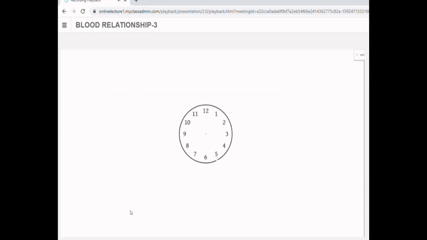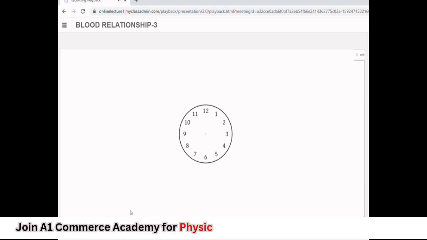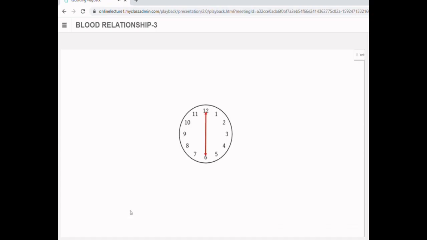First, clock. This is a clock without any hand. First, I want you to know the opposite numbers. For 12, opposite is 6, and for 6, opposite is 12. For 1, opposite is 7, and for 7, opposite is 1. 7 and 1, 2 and 8, 3 and 9, 4 and 10, 5 and 11. Opposite numbers will be required. Easy?